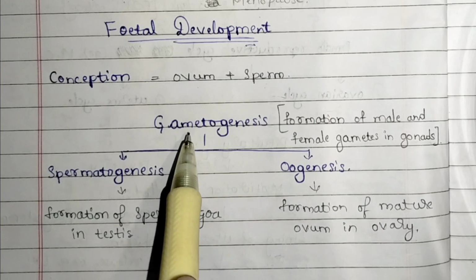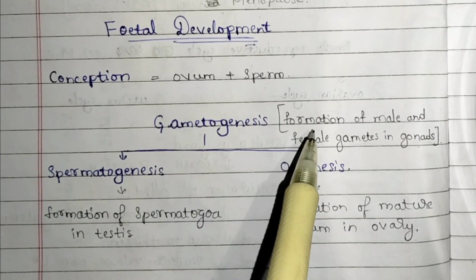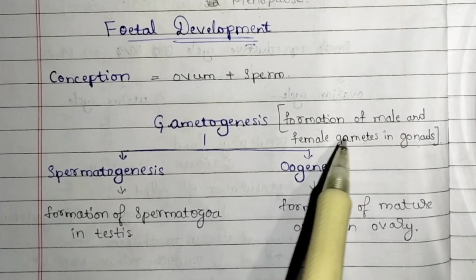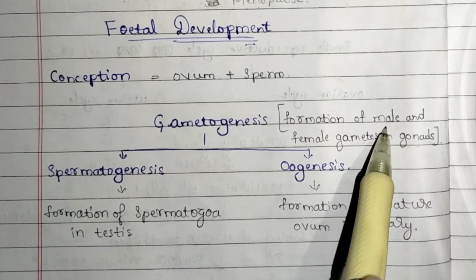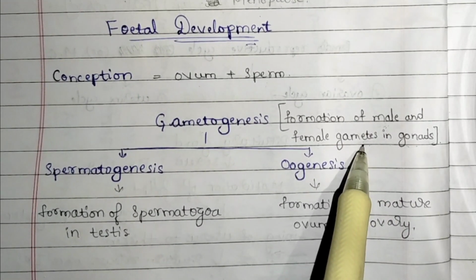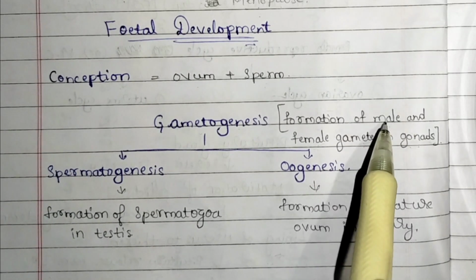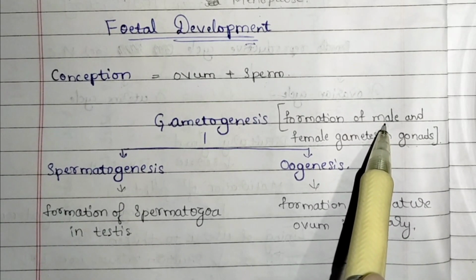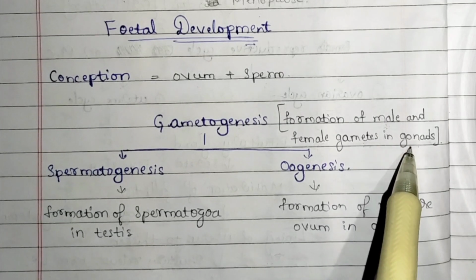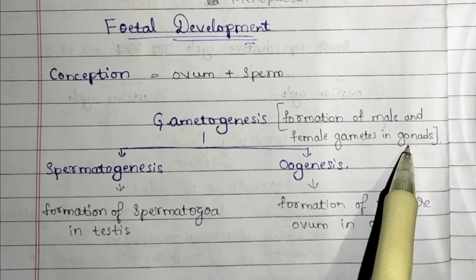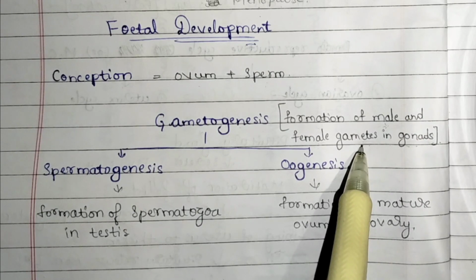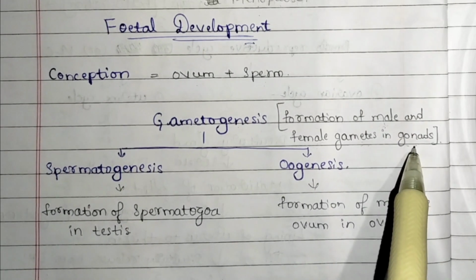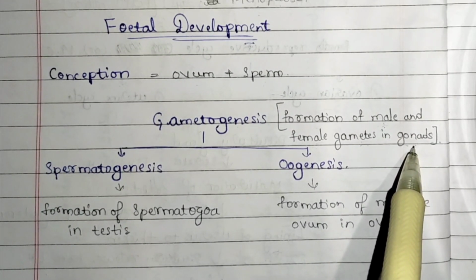So conception starts with gametogenesis. Gametogenesis is the formation of male and female gametes in the gonads. Male gametes means sperm, female gametes means ovum or egg. Male gamete, that is sperm, is produced in the testis, and the gonad in male is testis. Female gamete, that is ovum or the egg, is produced in the ovary, so the gonad in female is ovary.